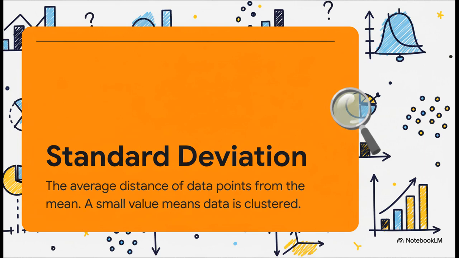This one is huge, absolutely crucial. The standard deviation just tells you how spread out everything is. Think of it like this. A small standard deviation means all your data points are huddled together, close to the average. A big standard deviation means they're scattered all over the place. It's the number one way to talk about the spread.